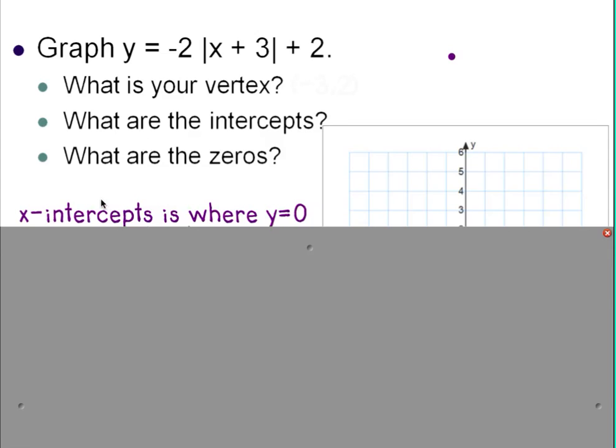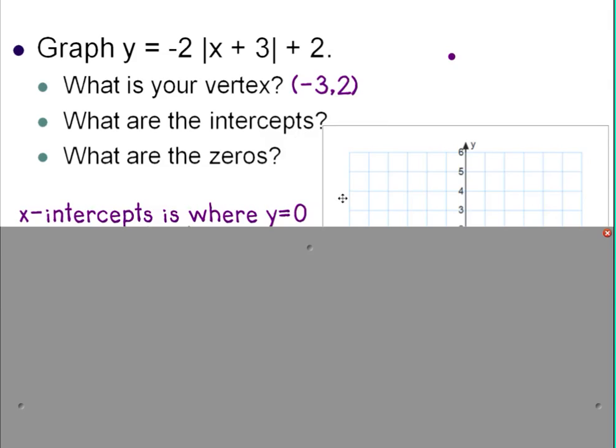So the last section today will be looking more specifically at these graphs. So I want to look at graphing this function, y equals negative 2x times the absolute value of x plus 3, and then plus 2 on the end. So what's your vertex? You can get your vertex from the opposite of h, k, so that should be negative 3, 2. And what are the intercepts?